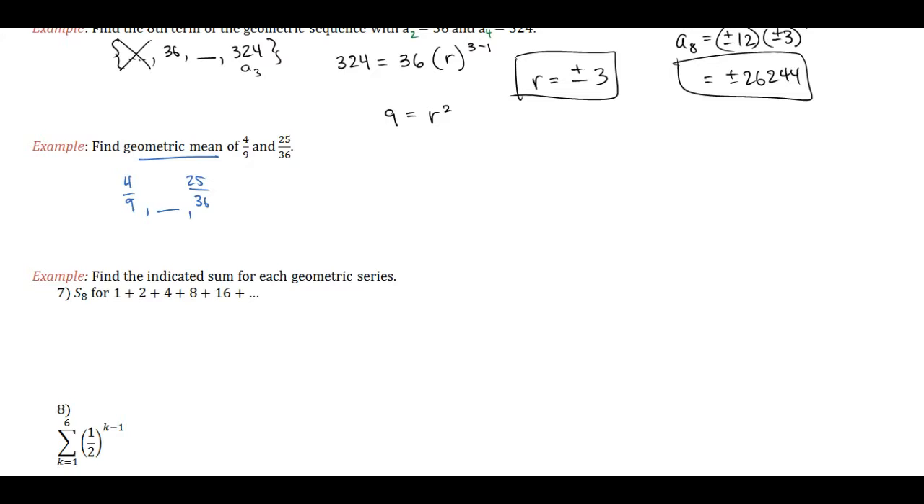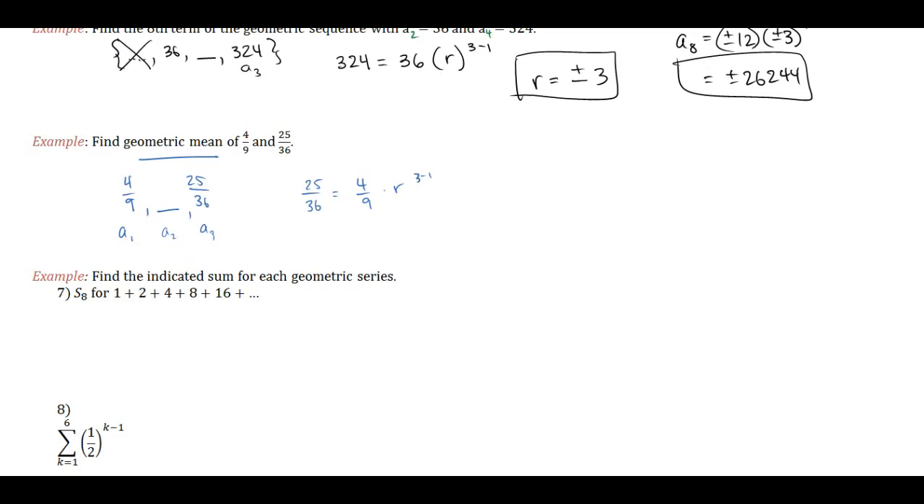And again, there's a shortcut, but I'm not going to use it because I want you to use the sequence, this formula that says this is A1, this is A2, and this is A3. And then just like the one we did 2 seconds ago, I'm going to set it up. I'm going to say 25/36 is equal to the first term times r to the n minus 1 power. Oops, I knew what n was. N is a 3.